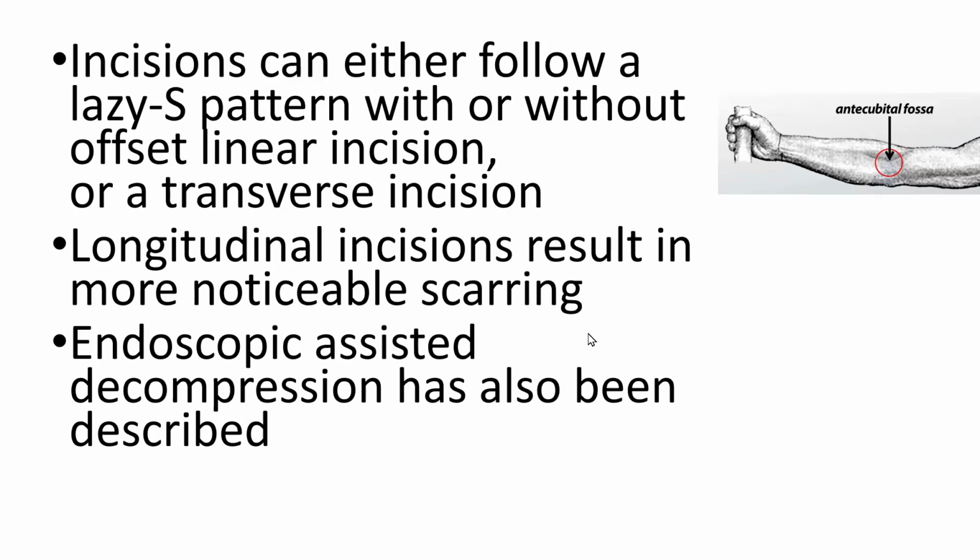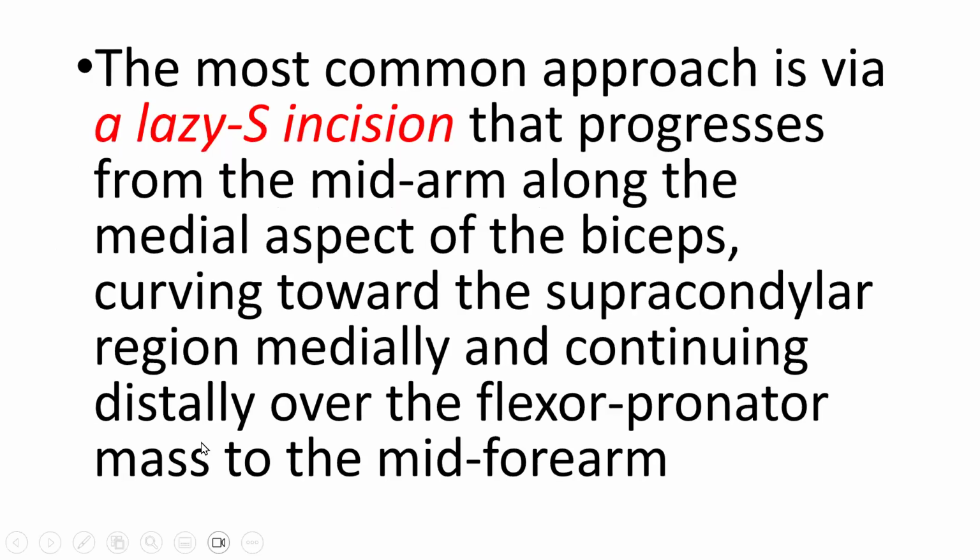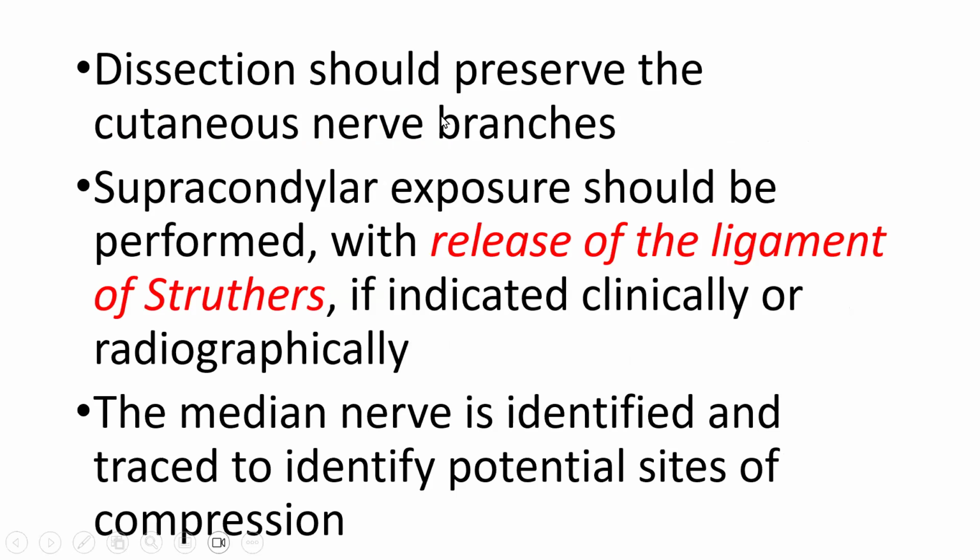Now, the lecture is nearly over, but I want to tell you about the other conditions. The most common approach is a lazy S incision that progresses from mid-arm along the medial aspect of the biceps, curving toward the supracondylar region medially and continuing distally over the flexor pronator mass to the mid-forearm. Dissection should preserve the cutaneous nerve branches. Supracondylar exposure should be performed. Release of the ligament of Struthers, if present.